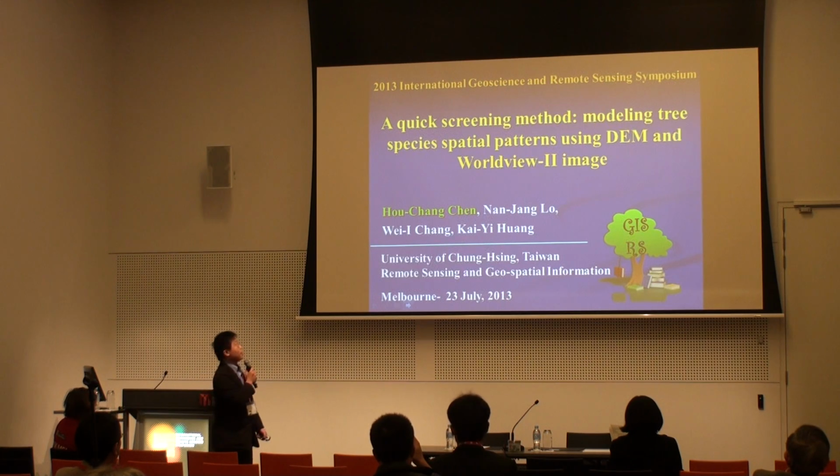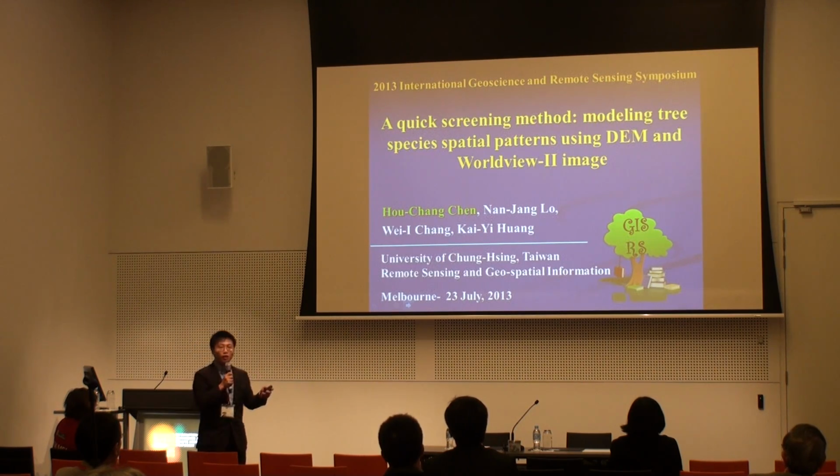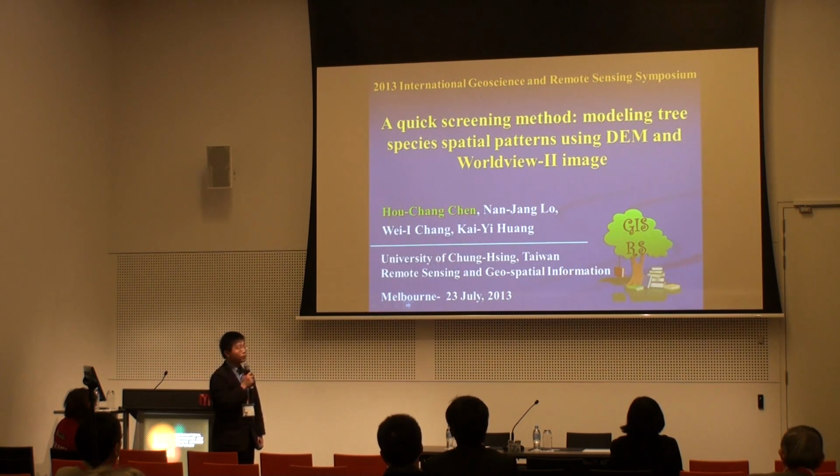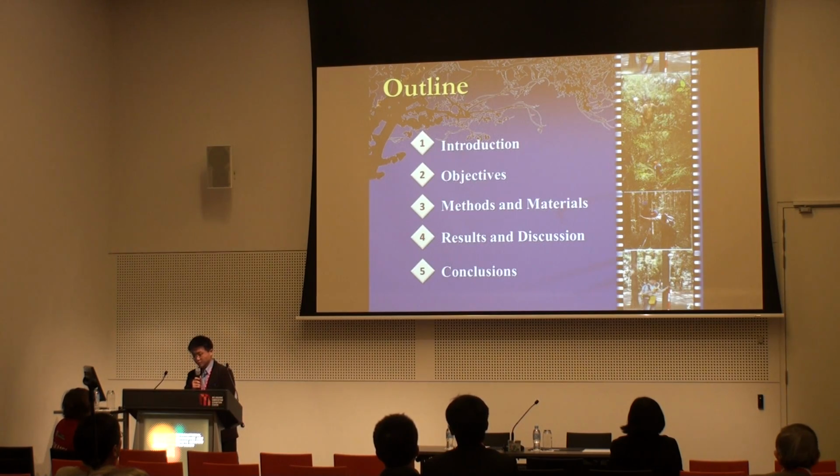Today, I would like to talk about a quick screening method for modeling the tree species spatial pattern using the DEM and the WorldView-2 image data. If you have any questions, I'm happy to answer them after the session. There are 5 parts in my presentation, from introduction to conclusion. So let's talk about today's topic.